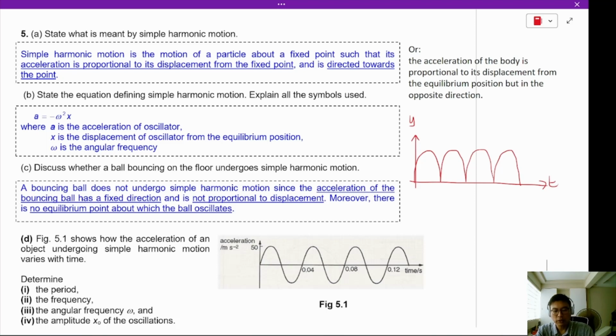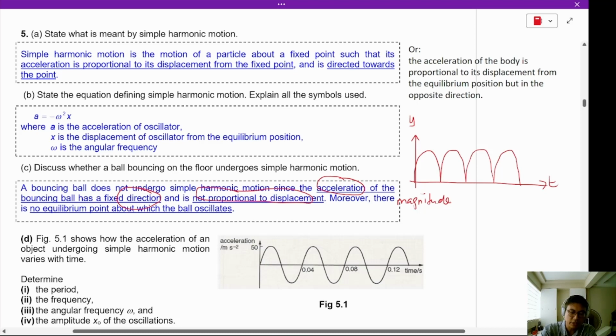Does a ball bouncing on the floor undergo simple harmonic motion? No, it does not, for two reasons. Whenever you discuss whether an object is undergoing simple harmonic motion, you must always talk about, number one, the magnitude of the acceleration. Is it proportional to displacement? And number two, you must also talk about the direction of the acceleration.